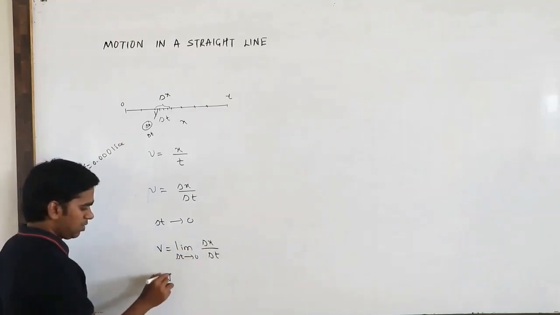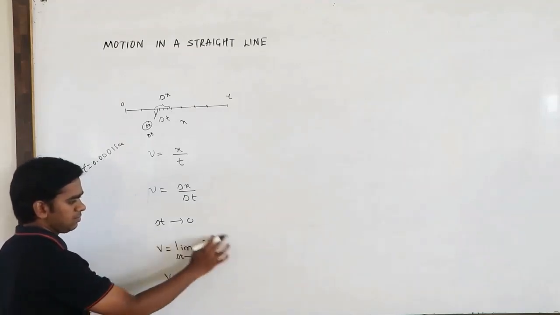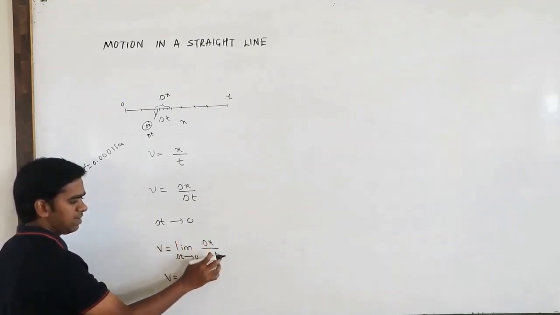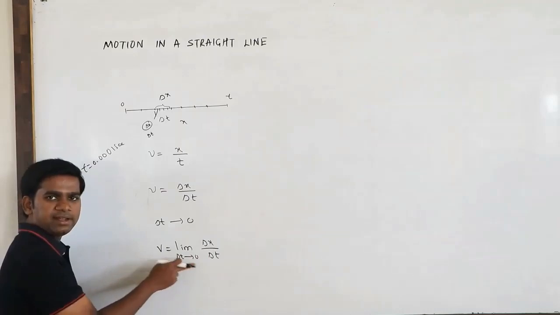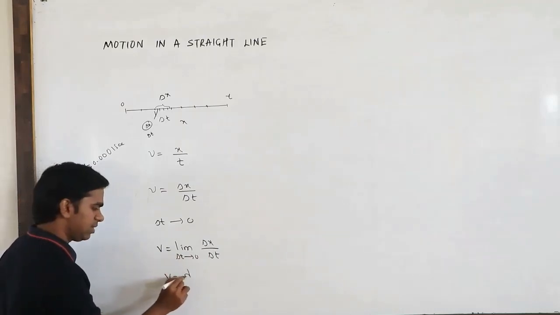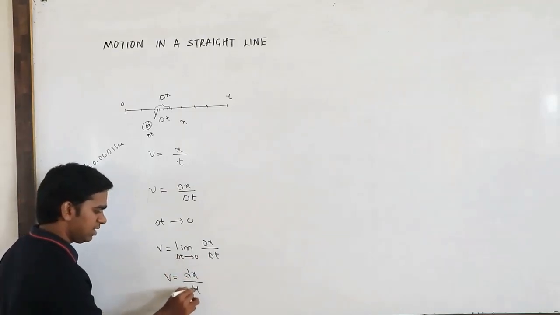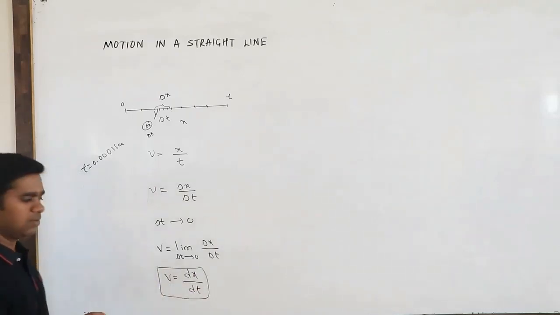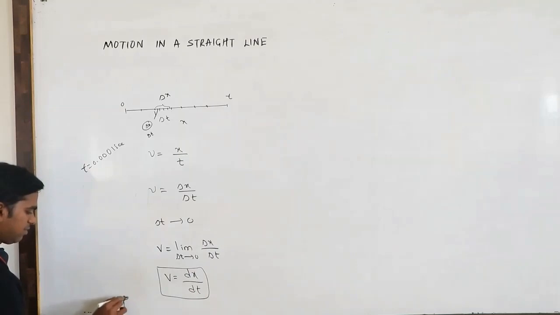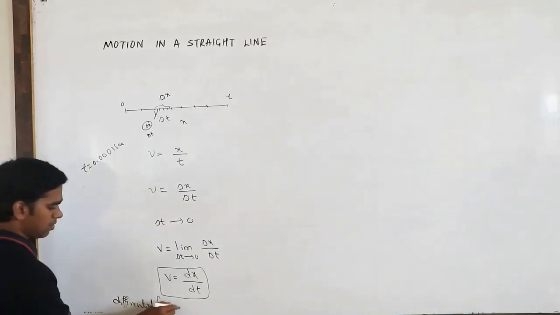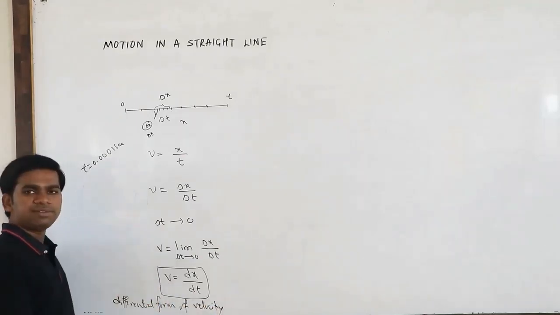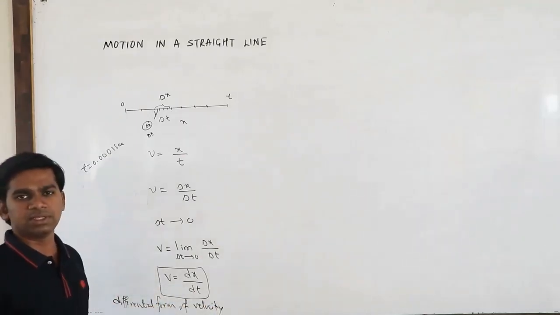Now velocity equals what? You can write this limit of delta x by delta t, as delta t tends to 0, simply as dx by dt. This is what you can call the differential form of velocity. So with the help of this also you can find the velocity.